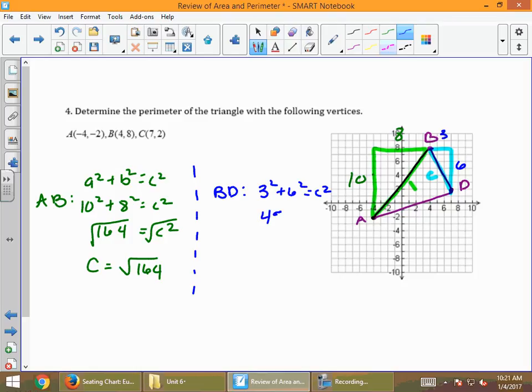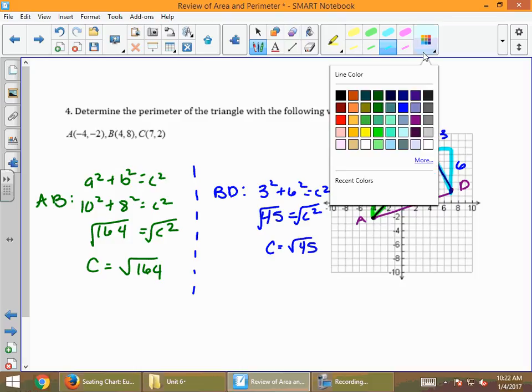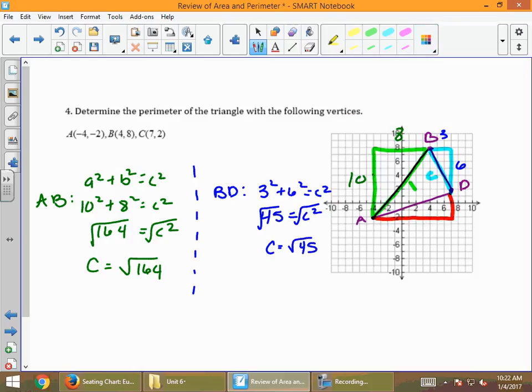Okay. Very good. Again, square root both sides to get rid of the exponent. Don't worry about simplifying. If you do, not the end of the world. It's a little more work. And then repeat the same exact process with the last side. Let's go with down and over. What is the measure of this side? Let's measure this bottom part.